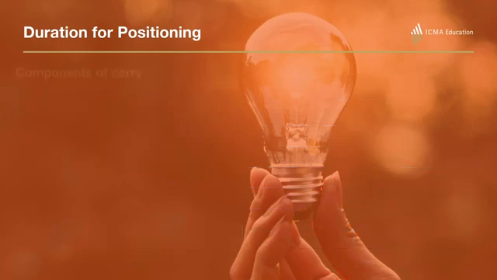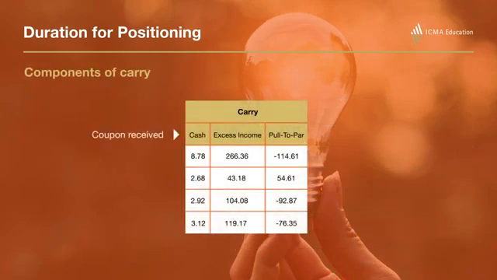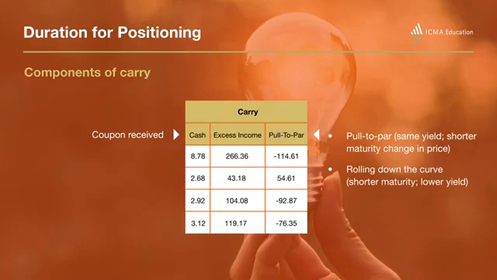You can think about the components of the carry here: the coupon being received, which is split into cash and excess income in this system, and the pull to par effects from rolling down the curve and from the price heading towards par. We go into detail on these different components in the course.